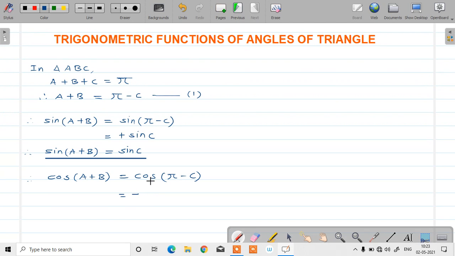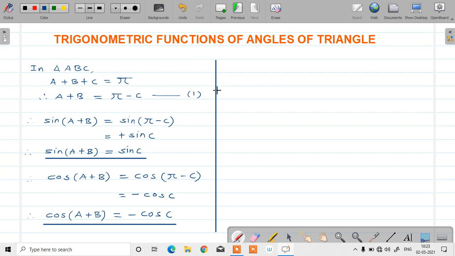And then as it is, pi means 2 times pi by 2. And you know that if it is an even multiple of pi by 2, then do not change the ratio. You have to write cos c here. So cos(pi minus c) is equal to minus cos c. And hence we get the formula in case of a triangle for the cos ratio, that is cos(a plus b) is equal to minus cos c. So this is the important formula in case of a triangle ABC or any triangle. Okay. Now next.